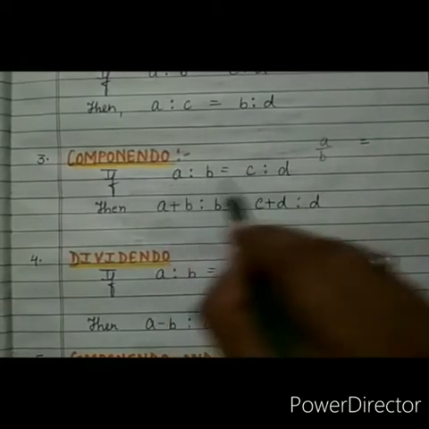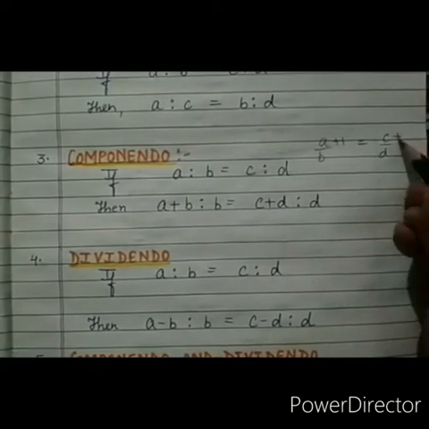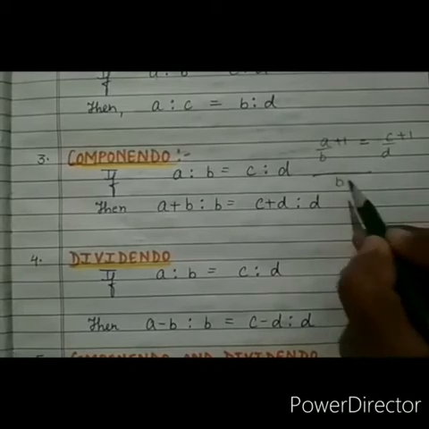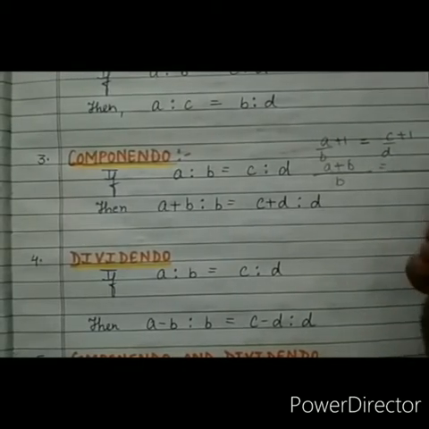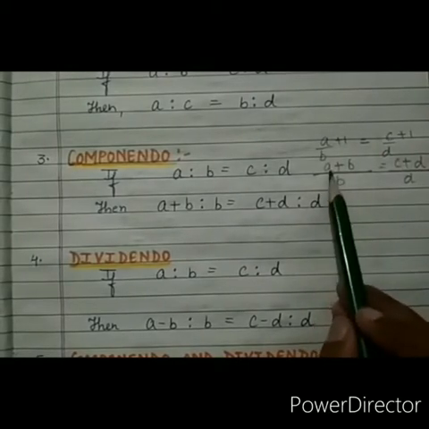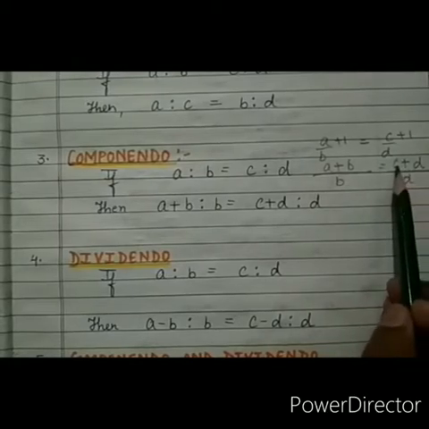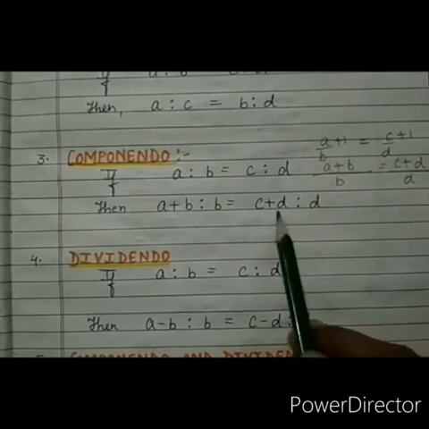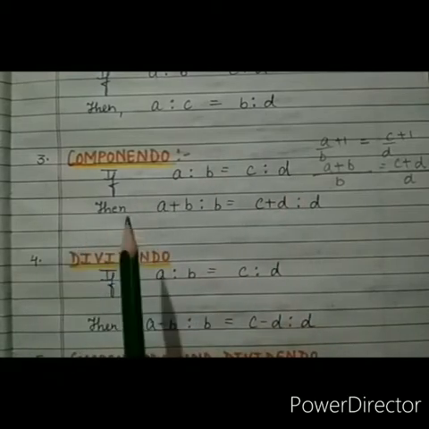First we have that A upon B is equal to C upon D. Then we add 1 on both sides. Take LCM. The LCM is B and it becomes A plus B. And here the LCM is D and it becomes C plus D. Then we can say that the ratio between A plus B and B is equal to the ratio between C plus D and D. So this is our third property, that is componendo.